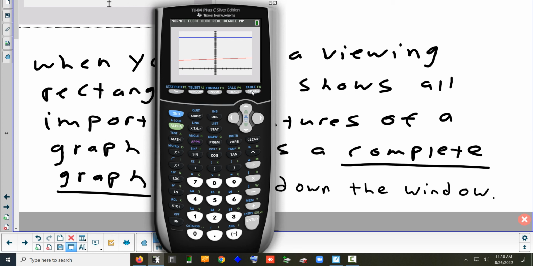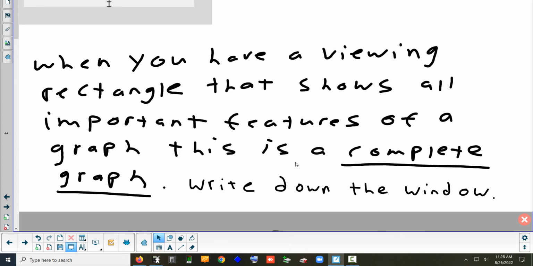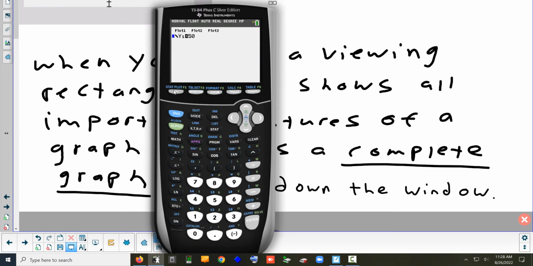So it's just where you can find the intersection point? It depends on what you're looking for. If you're looking for an intersection point, then a complete graph should be a window that includes it. Oh, I see. But if there are multiple, then just having one is enough? You should have them all if that's what you're looking for.